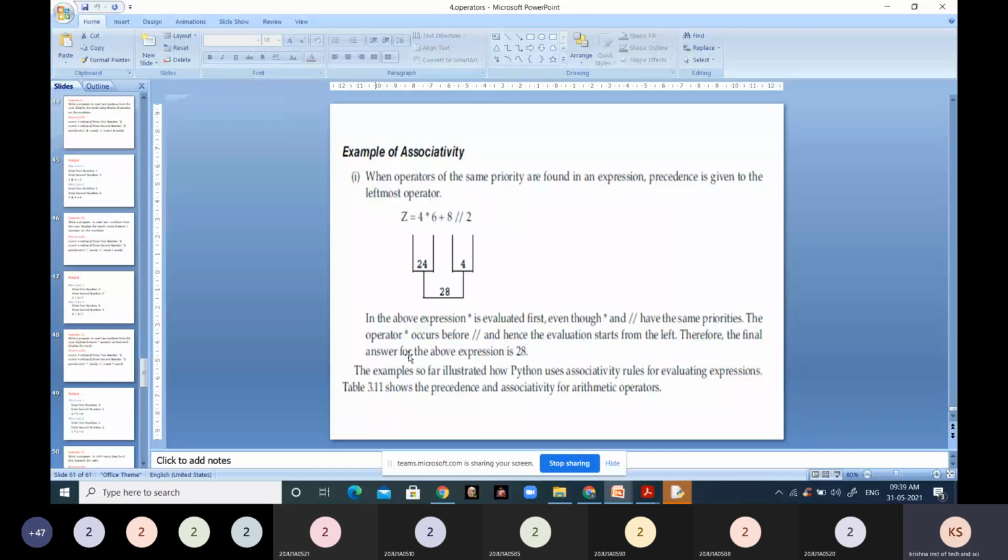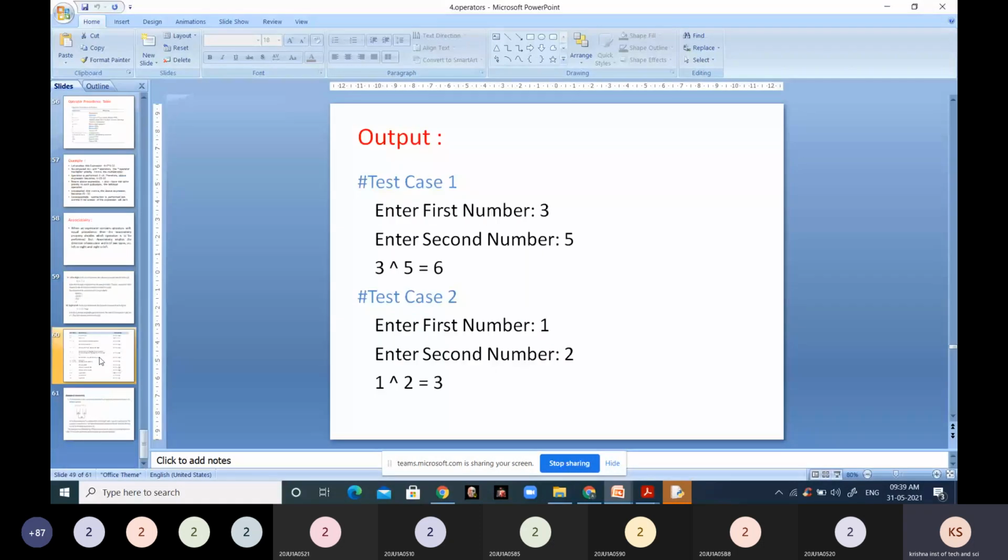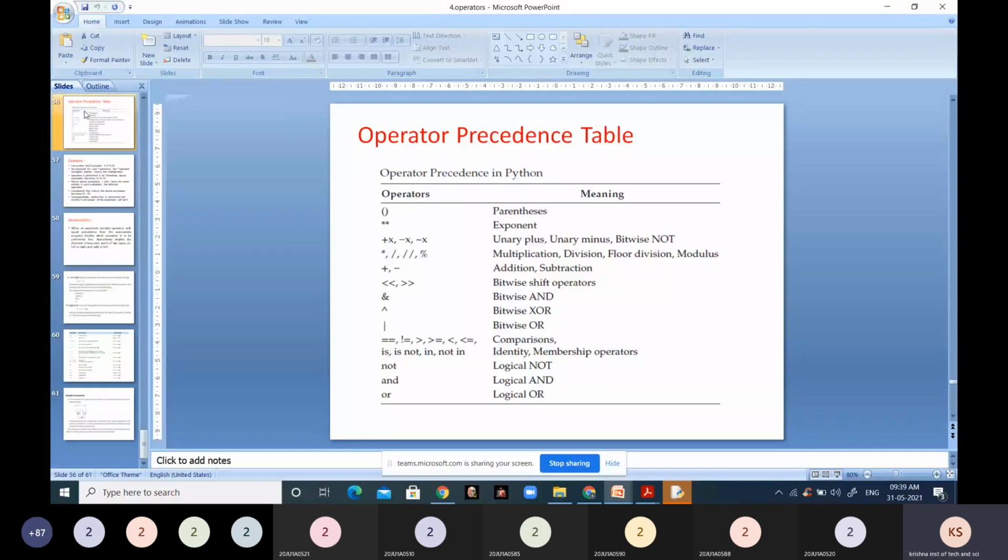Good morning, all. Yesterday we discussed operators, operator precedence and associativity. This is the operator precedence table in Python. First preference is given to parentheses, and the next preference is given to exponent.